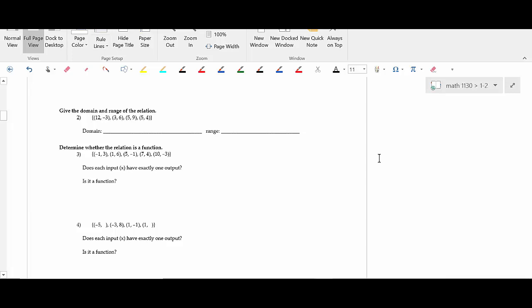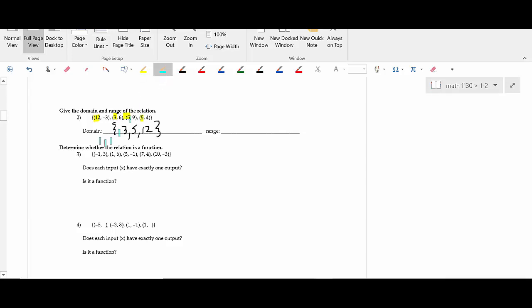Now this time, we're going to see if it's a function or not. The domain, again, is just going to be these x values. Notice that you have a 5 twice. You don't have to write that twice. When you write your domain, it doesn't really matter what order you put it in, but if you put that in numerical order, you would have 3, 5, 12.